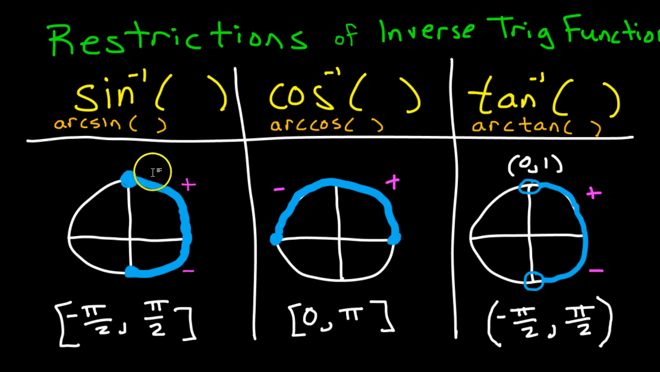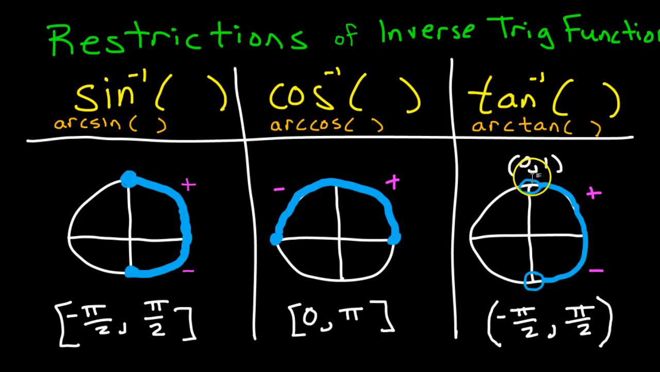Thing number one, the ranges of inverse trig functions are restricted. Inverse sine can only have answers on the right-hand side of the unit circle, from negative pi over 2 to positive pi over 2. Inverse cosine, the range is restricted to the top half of the unit circle, from 0 to pi. And inverse tangent, or arctangent, is only allowed to have answers between negative pi over 2 and positive pi over 2, and the endpoints themselves would be undefined.